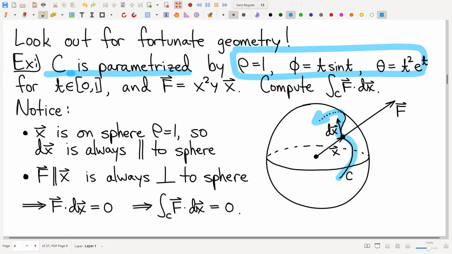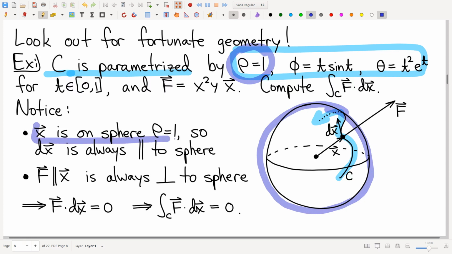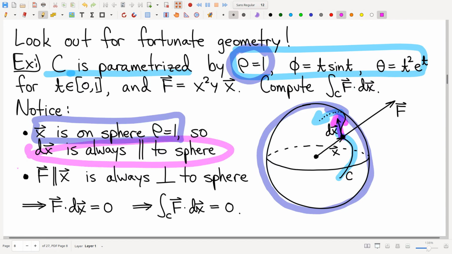Here's the thing, though. Notice this curve has rho equal to 1, which means this entire curve is on the surface of the sphere. And the curve being on the surface of the sphere means that my dx vector, the tangent vector to this curve, is always going to be parallel to the sphere. Now that's just a geometric observation. Exactly what direction does dx point? Oh, I don't know. Well, that's details that would have to get worked out. But it is unavoidably going to have to be tangent to the sphere.